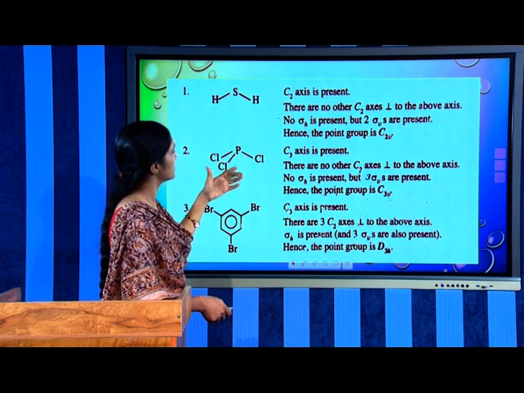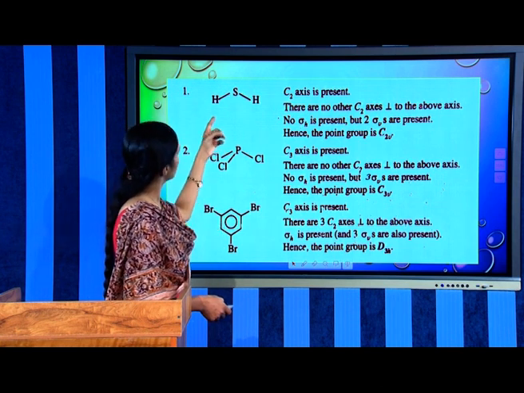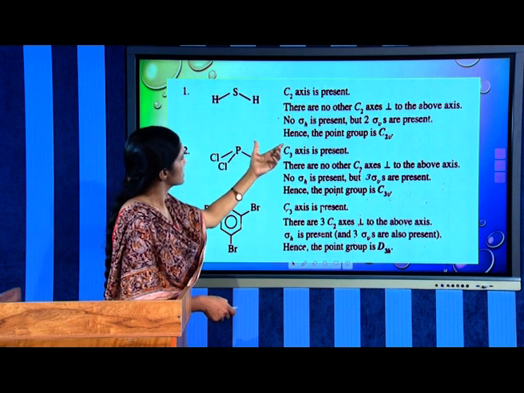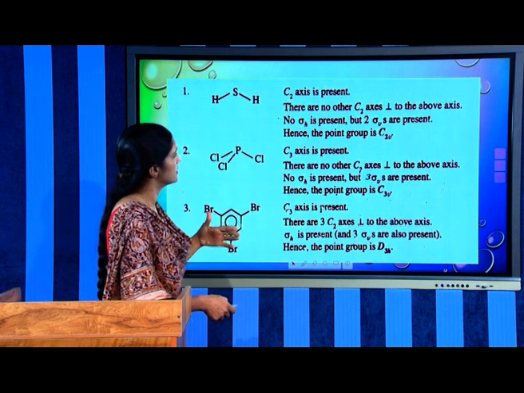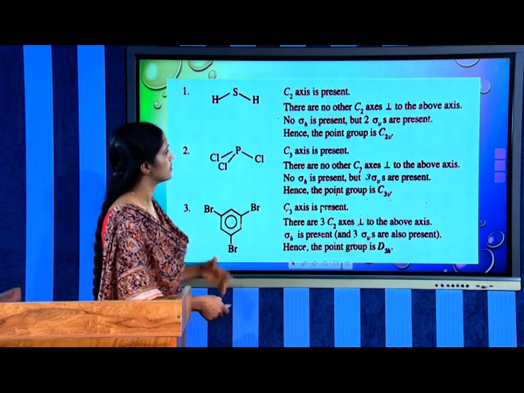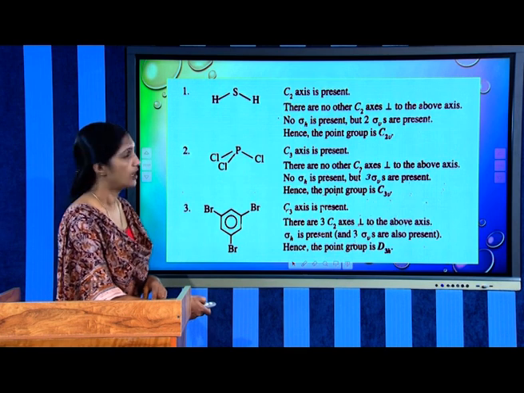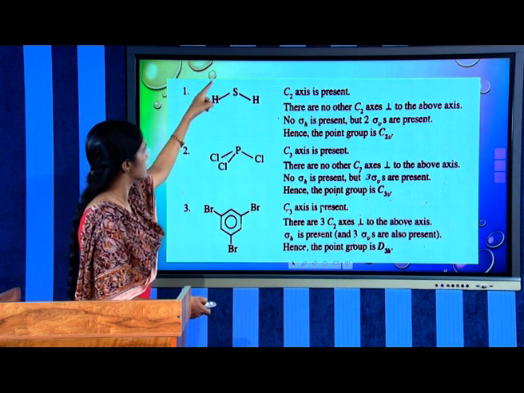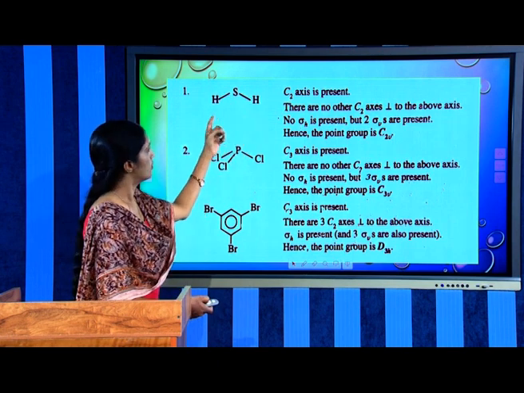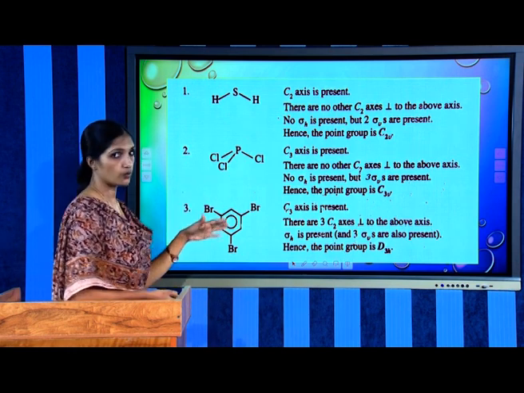Now, we have to check whether there is a sigma H or a sigma V present or not. So, here you can see there is no sigma H present because it is a bent molecule, and there are 2 sigma V's present. Which are they? One is like this and one is like this. So, the molecule falls under the category C2V. Once E identity operation is there, C2 is there, one sigma V is like this and one sigma V is like this. Both the sigma V's contain the principal axis. So, it is C2V point group.